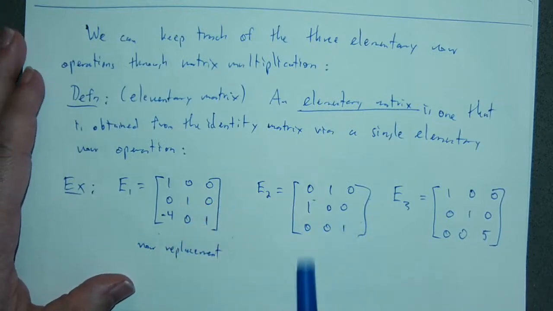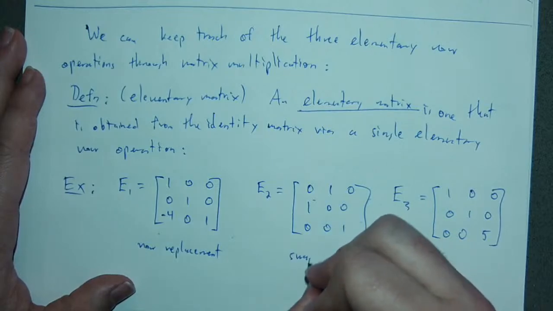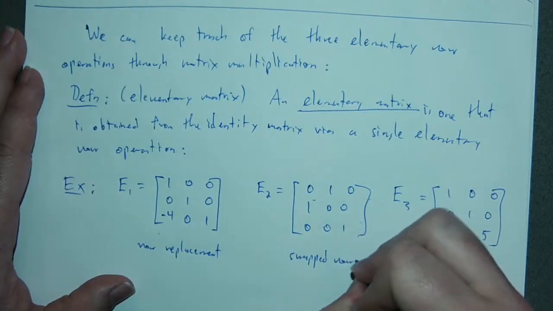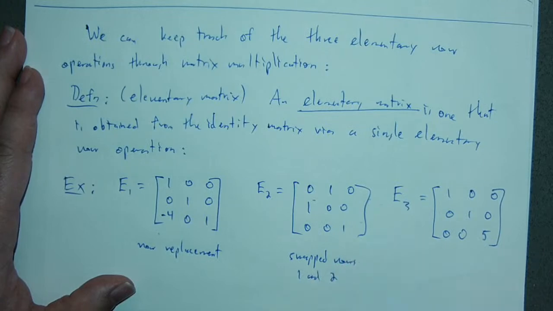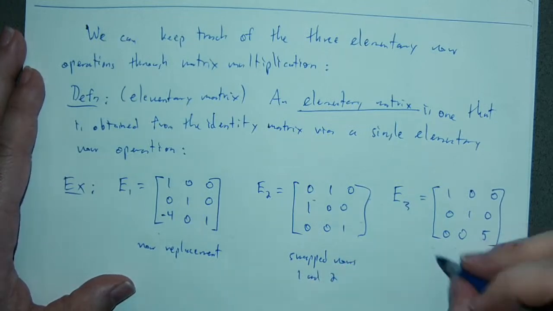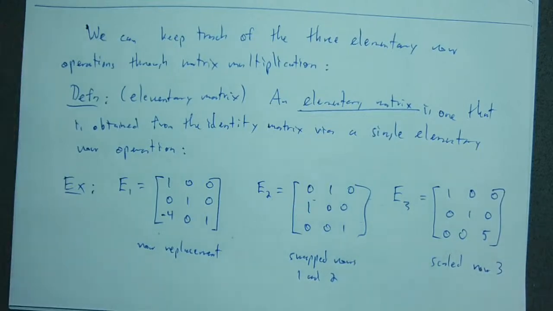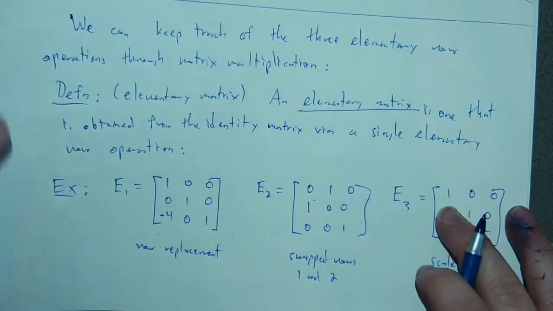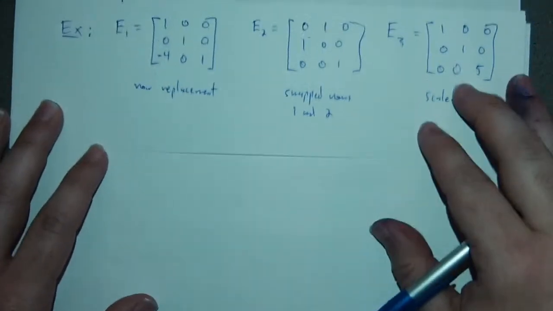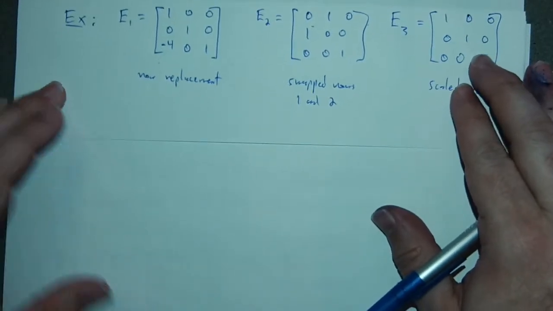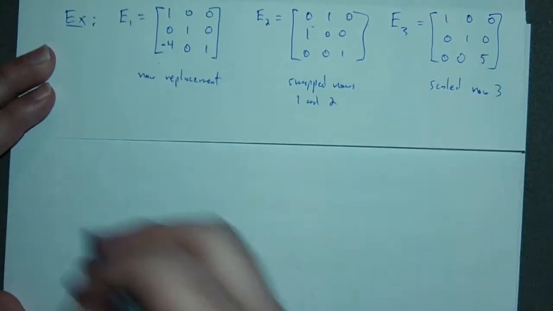What happened here? Swap. So swapped rows 1 and 2. What about here? I scaled row 3. Right? Okay. So that's how I obtained these three elementary matrices. Now, note, maybe I'll put these here so I can continue on. So there's my three elementary matrices.